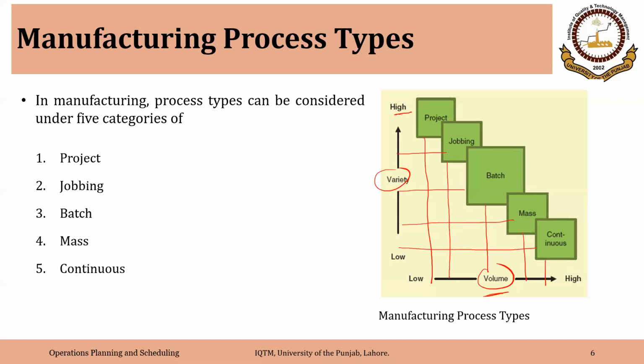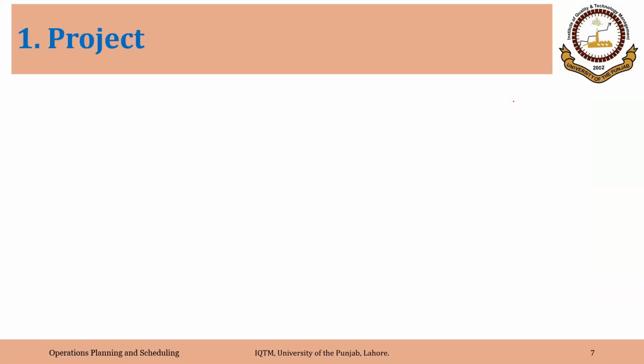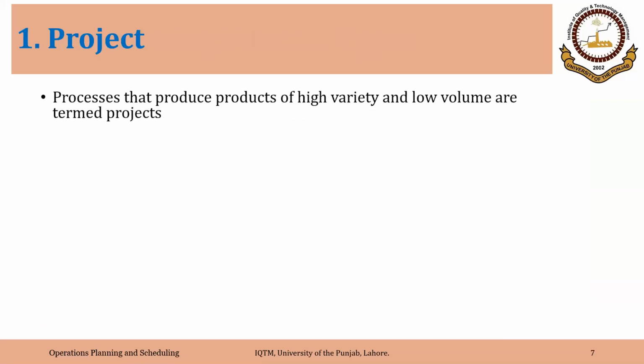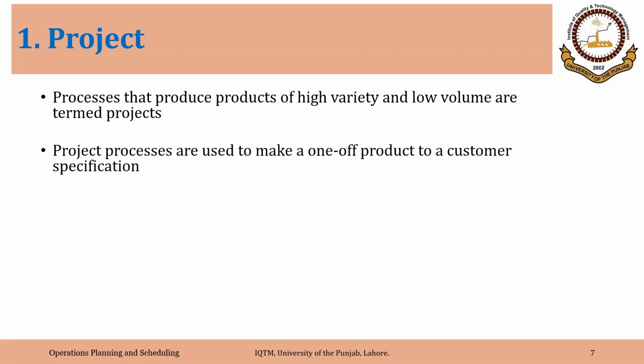So that is very high in the case of mass and continuous processes, but that is very low in the case of projects and jobbing. So we will discuss each of these. Project processes are the ones that produce products of high variety and low volume, and they're generally used to make a one-off product to a customer specification.